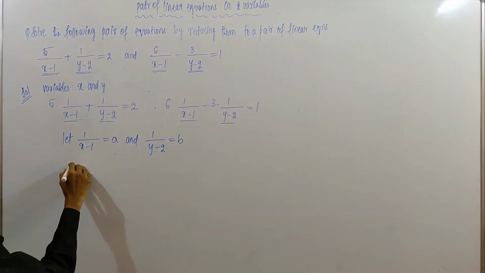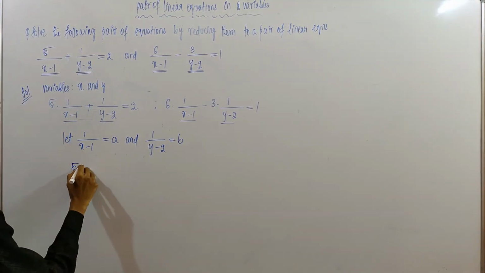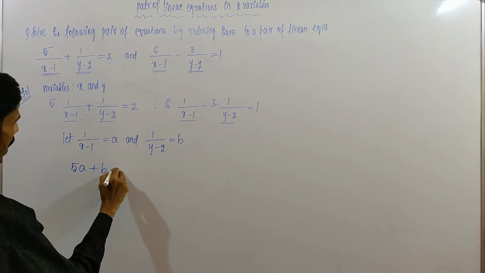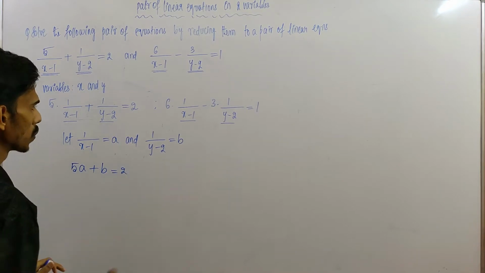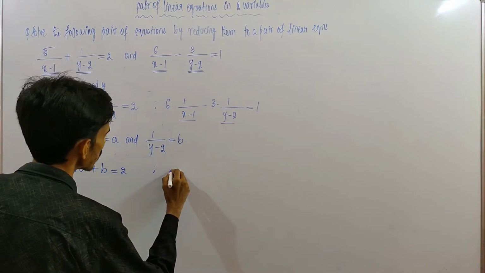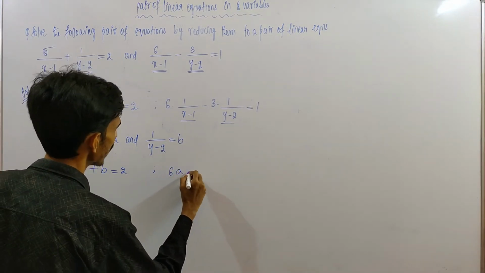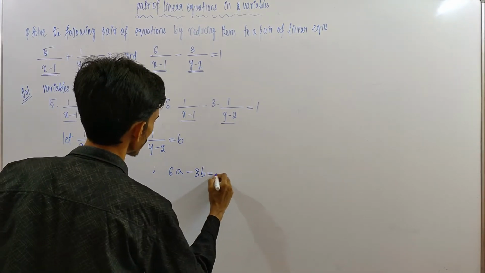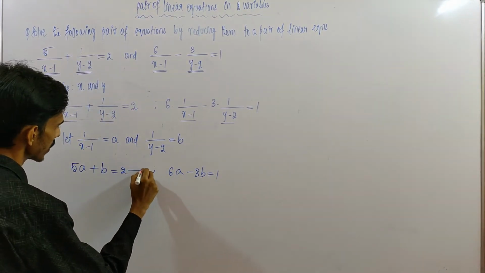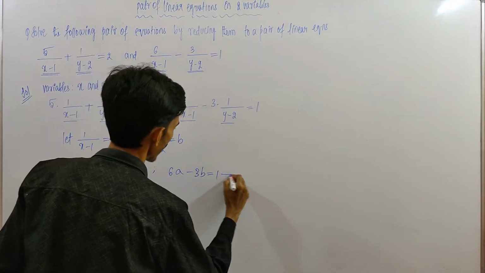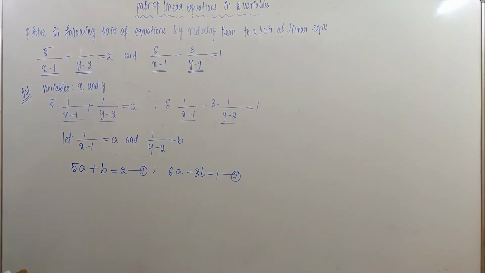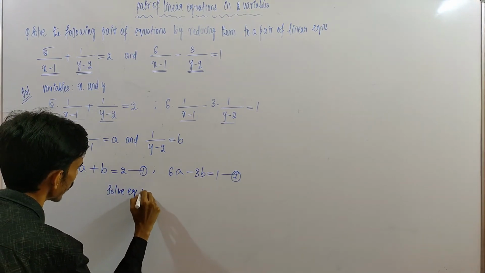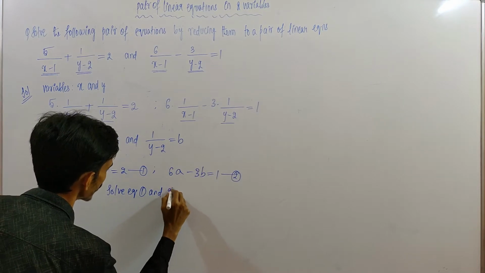So this equation will become 5 into a, plus this value is b: 5a plus b is equal to 2. And this will become 6 into a, minus 3 into b: 6a minus 3b is equal to 1. Let us take this as equation 1 and this equation as 2. Now we will solve equation 1 and equation 2.